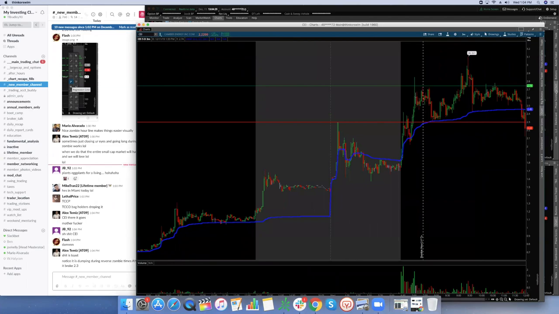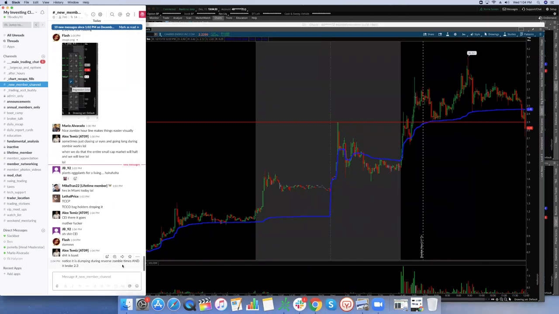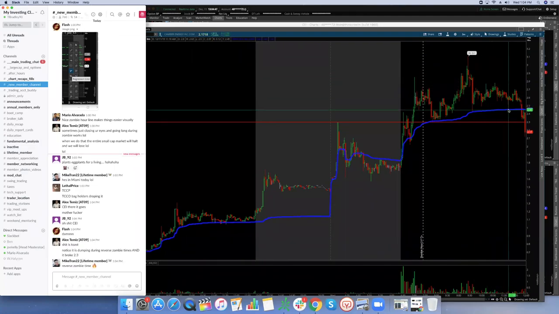Now we got some blood in the water. And notice how Alex talks about it dumping around reverse zombie time, and it broke 230. Guys, again, if you know our strategies, what are they? At 2 p.m. Eastern Standard Time, stocks like to stop breaking out and start breaking down. It's called reverse zombie time.